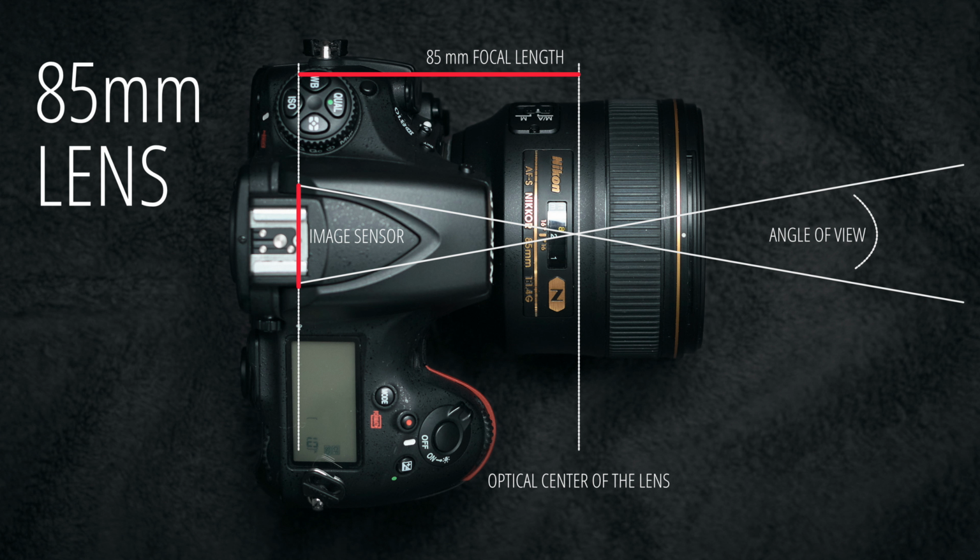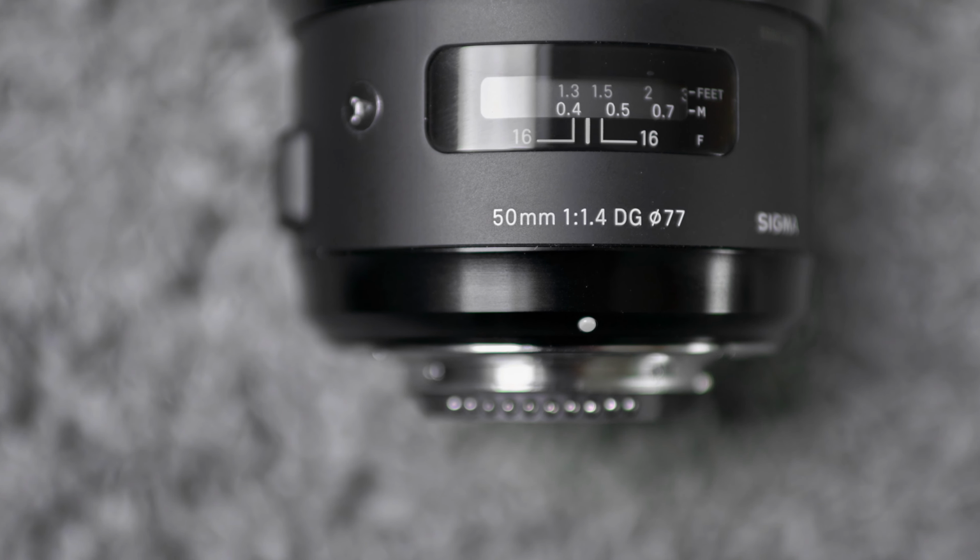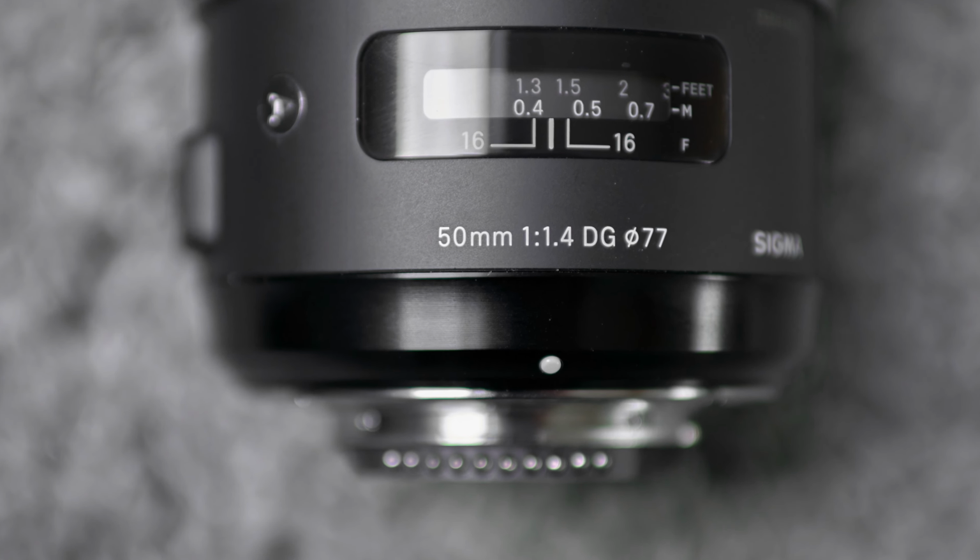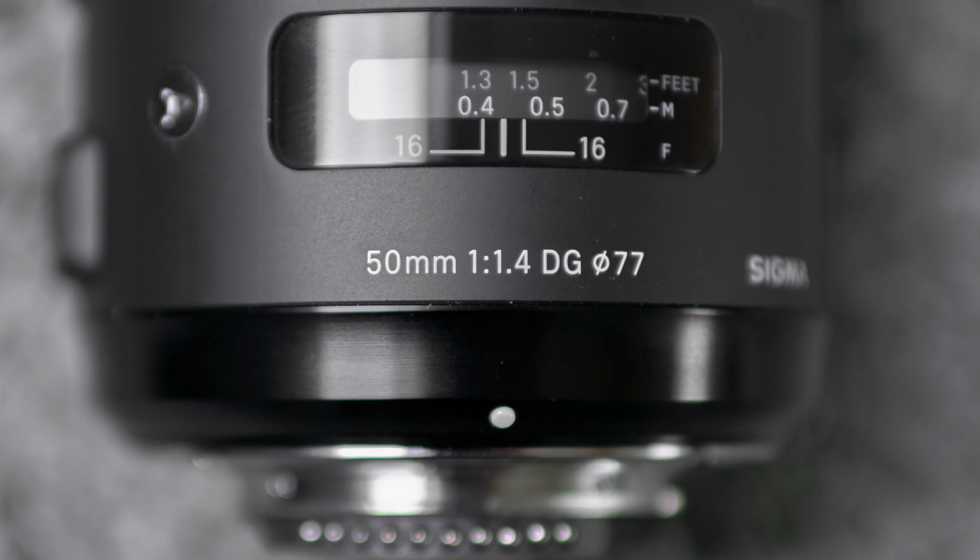In this example, I took an 85mm lens. Here you can clearly see how the focal length is determined. But which types of lenses are there and which one should you choose? It really comes down to this. A 50mm lens has about the same viewing angle as what a human eye sees. So you are talking about a 50mm standard lens.